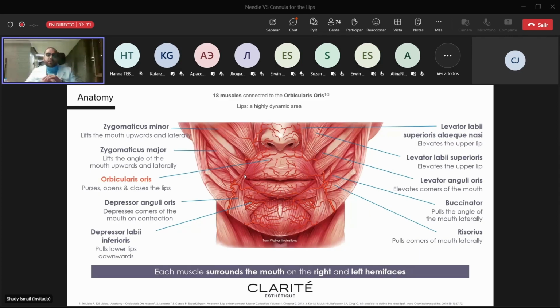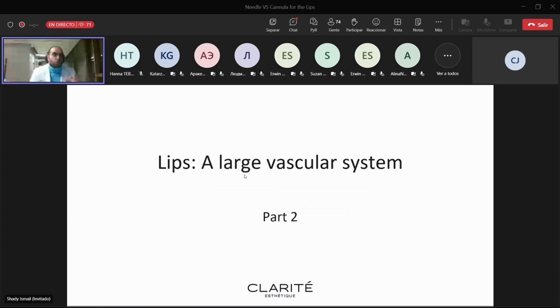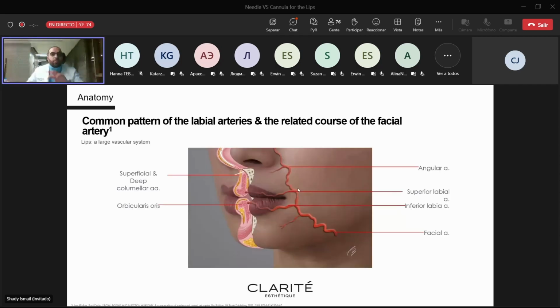Lips have a large vascular system, so most probably when we unintentionally inject a tiny droplet of filler inside a vessel, it resolves by itself in most cases. Why? Because there's a large and huge vascular network and anastomosis in the lips. We all know that our main supply of the face is the facial artery, and it's a branch from the external carotid artery.